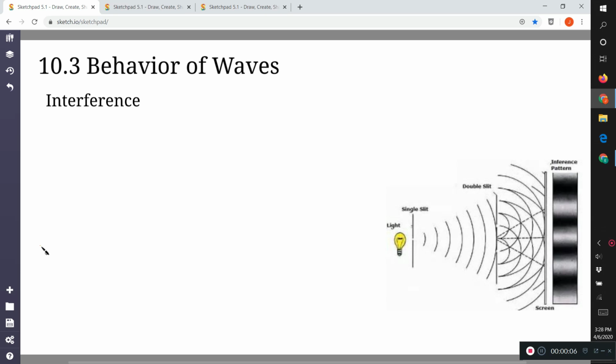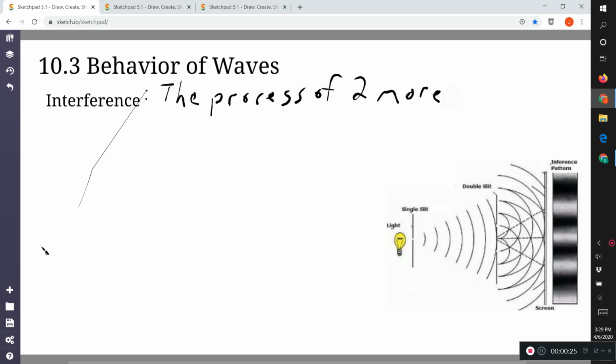Today we're going to continue our discussion of the behavior of waves, and we're going to start with the concept of interference. Interference is the process of two or more waves combining into a new wave.